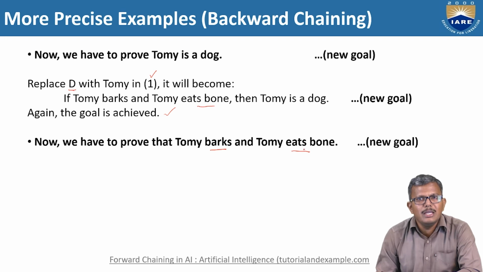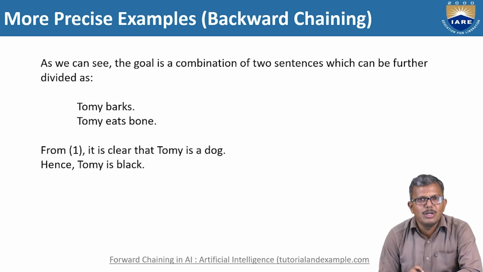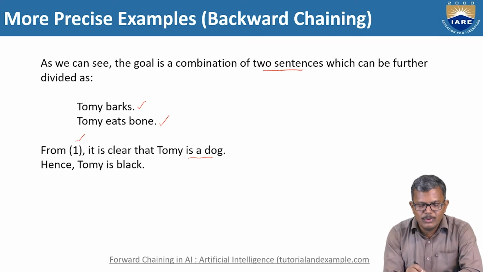So how can we do it? We have split that sentence into two sentences: Tommy barks, and Tommy eats bones. From fact number 1 itself, it is proven that Tommy is a dog, because fact number 1 says that if Tommy barks and Tommy eats bone, then Tommy is a dog. Once we prove that Tommy is a dog, with statement number 3 we can prove that Tommy is black. Like this we need to follow the backward search process.